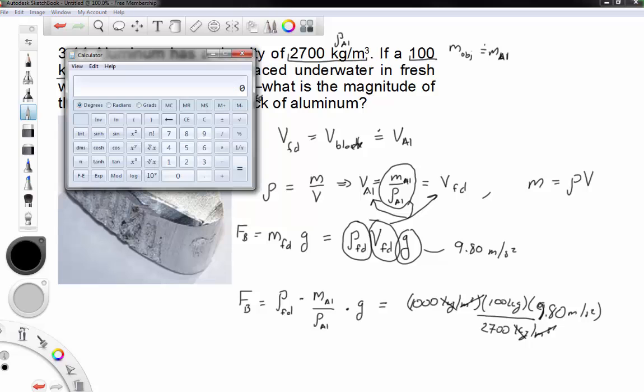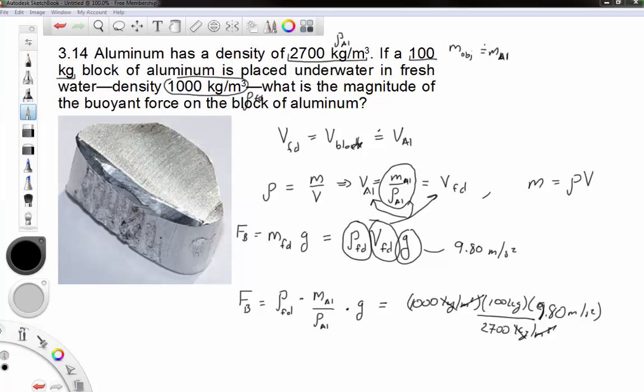So basically at this point, we may want to use our calculator, and you have 1,000 times 100, so 100,000, times 9.8, so 980,000, divided by 2,700. And what you're left with is 362.962. So the buoyant force is going to be equal to 362.962, repeating actually, newtons.